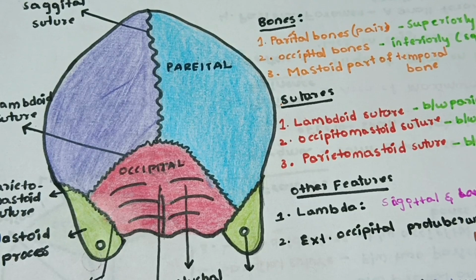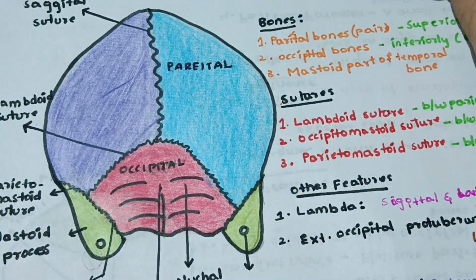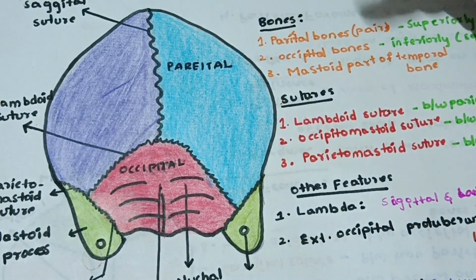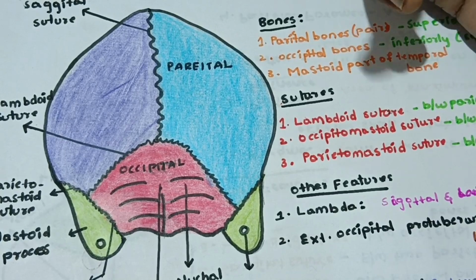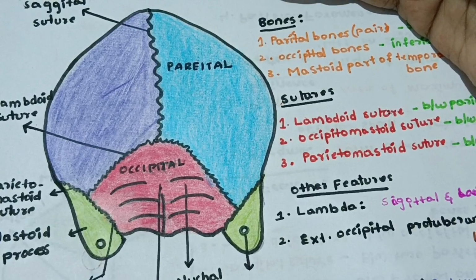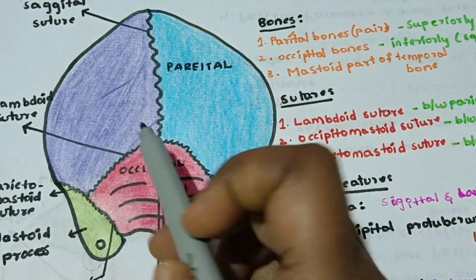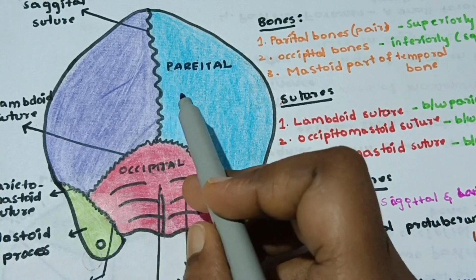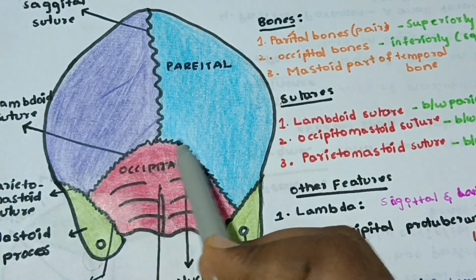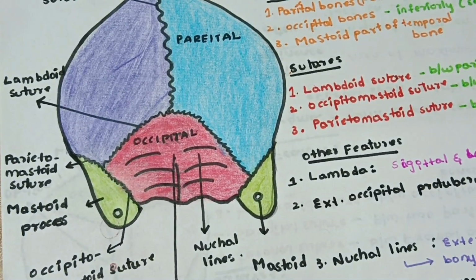Now what are the main sutures that are present? The sagittal suture. In the last class I explained what the sagittal suture is. It is the suture connecting two parietal bones, where the two parietal bones fuse from either side in the midline. And the lambdoid suture: where the pair of parietal bones connect with the squamous part of the occipital bone is known as the lambdoid suture.